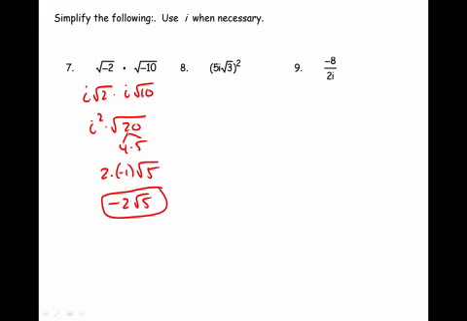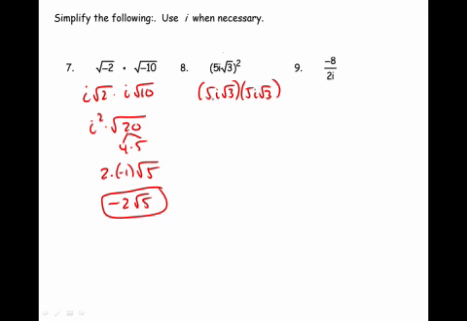And so you get an answer of negative 2 root 5. Number 8. Whenever we have a square, we could use a power to a power rule, meaning we'd want to distribute the 2 to each of those exponents. Or you can think of this as 5i root 3 times 5i root 3.